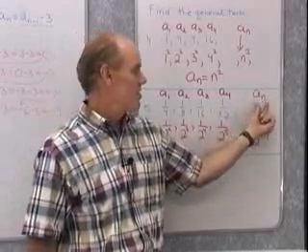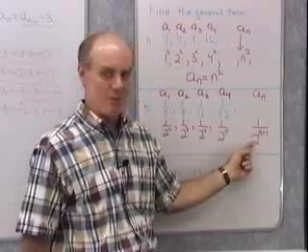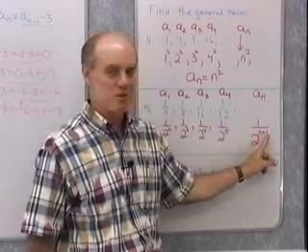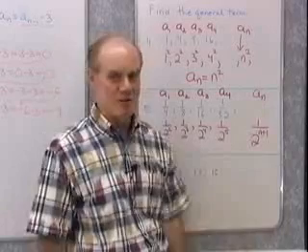So when I get to the nth term, it must be 1 over 2, I keep that base the same, to the term number plus 1. So the exponent right here is 1 more than the term number.